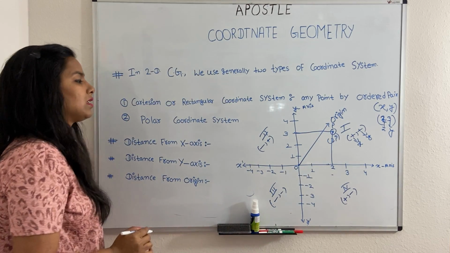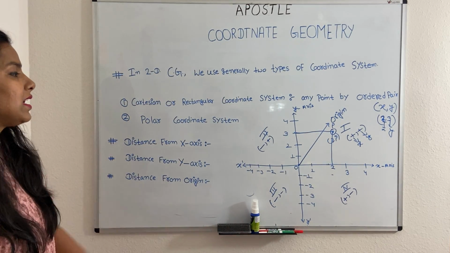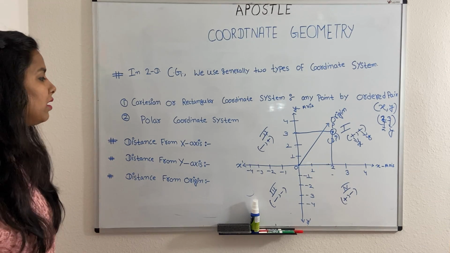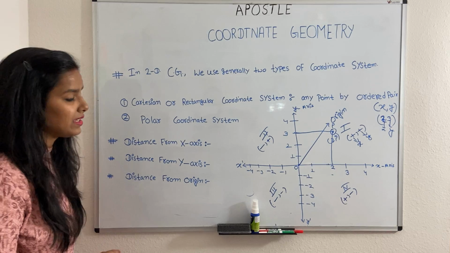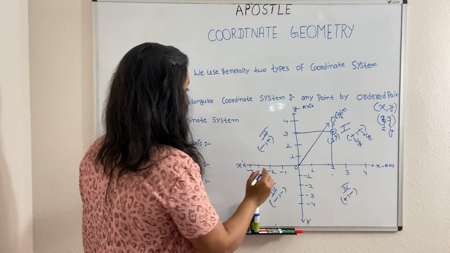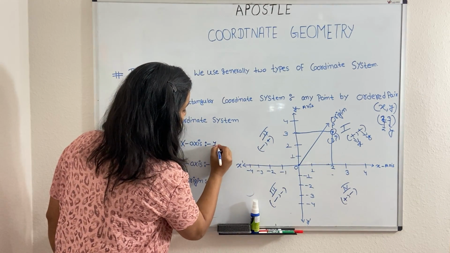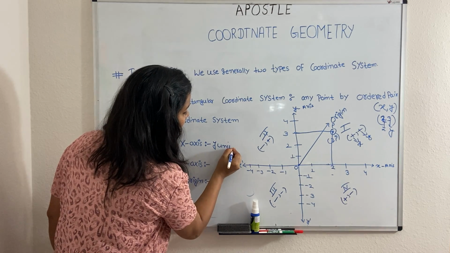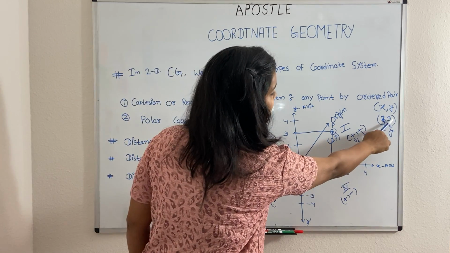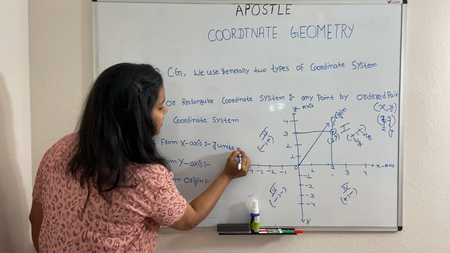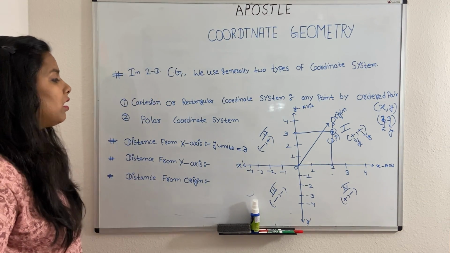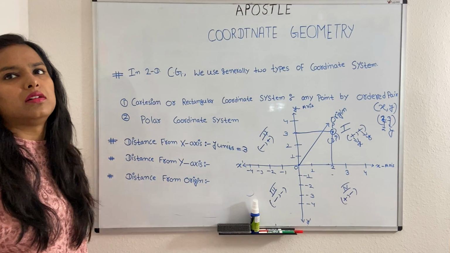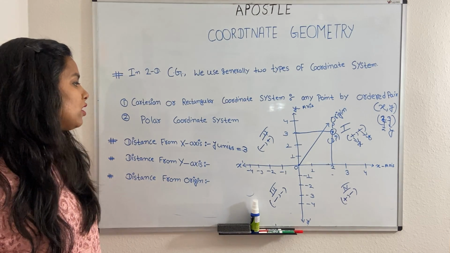If someone asks you the distance from the x-axis, in this case the distance from the x-axis is the y value in units. And what is y? Here y is 3, so the distance from the x-axis is 3. And we also call this the abscissa or y coordinate.